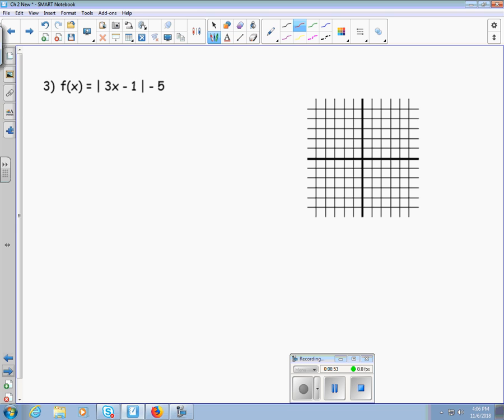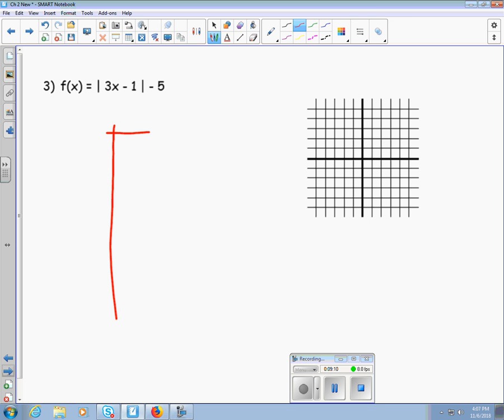Okay, next to the last one. The last one's probably the most difficult because it has the most things operating on it. So we're getting this -1, which is going to do a little bit of shifting. And also we've got that -5. That value we can trust. That pretty much tells me we're going to be moving this graph down.